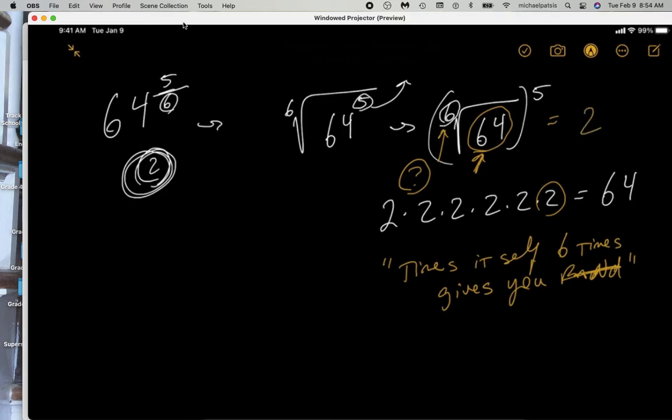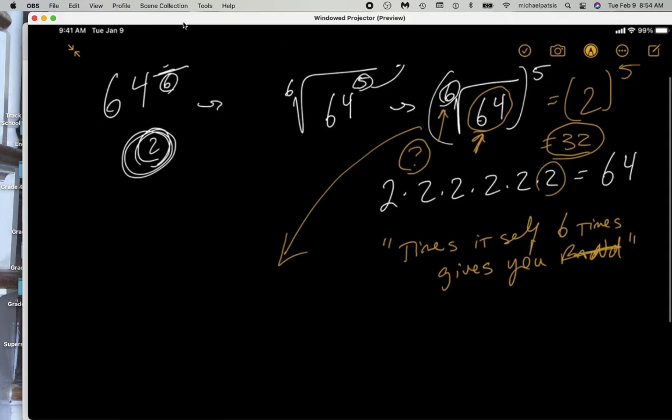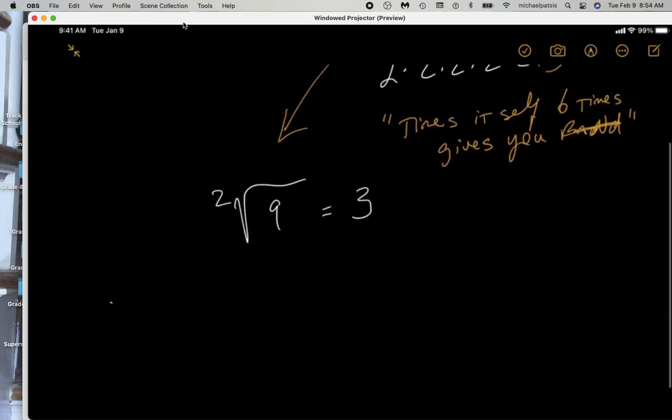So this becomes 2 raised to the 5th power, and 2 raised to the 5th power is going to equal 32. So back to this concept. If you're not sure what 6th root means, you don't deal with it that often. What do we deal with? We deal with square roots a lot. Just visually, square root of 9 is 3. So what does the square root mean? It means what number times itself twice gives you the radicand. And you know that number is 3.